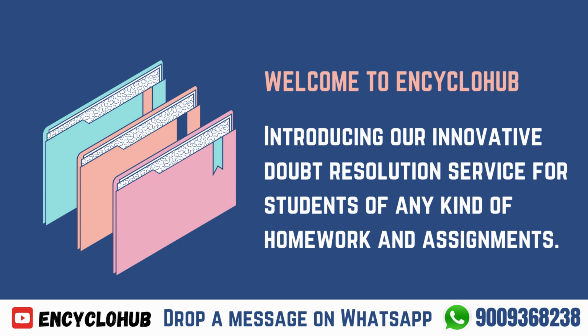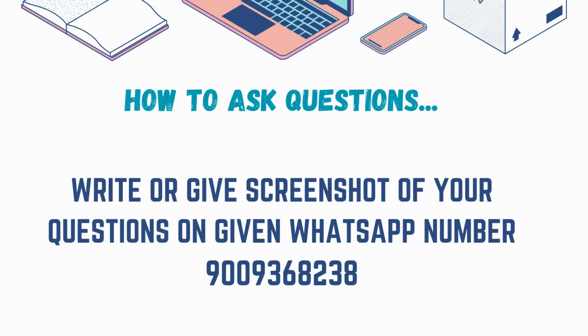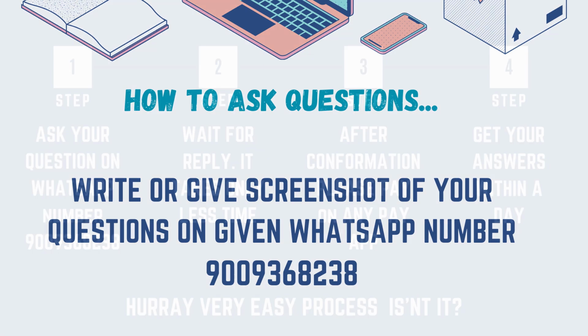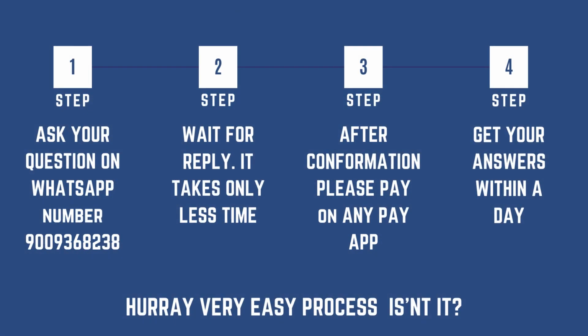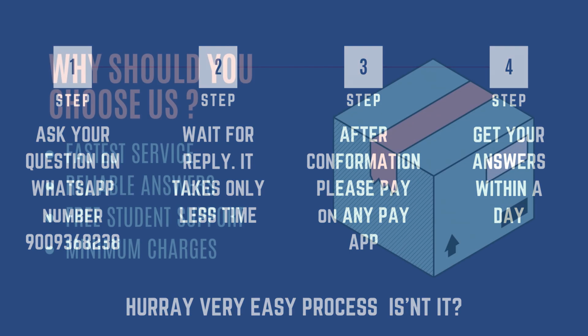Drop a message on WhatsApp 900-936-8238. How to ask questions. Write or give screenshot of your questions on the given WhatsApp number 900-936-8238. Step 1. Ask your questions. Wait for reply. After confirmation, please pay and get your answer within a day.